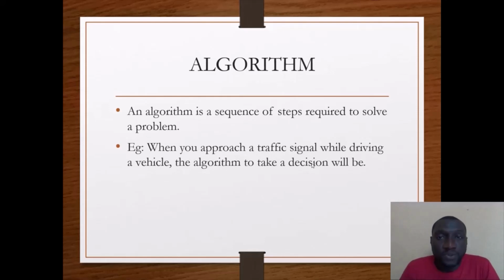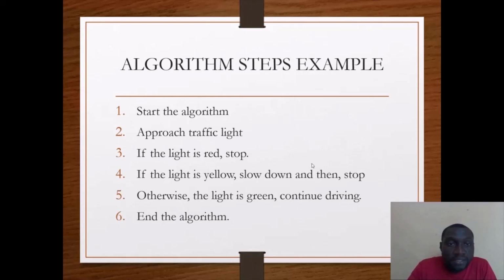Before we proceed to look at certain examples of programs, let's look at algorithm. Now, what is an algorithm? An algorithm is a sequence of steps required to solve a problem. So basically, an algorithm is the sequence that you use to solve a problem. For instance, when you approach a traffic signal while driving a vehicle, the algorithm to take the decision will be.